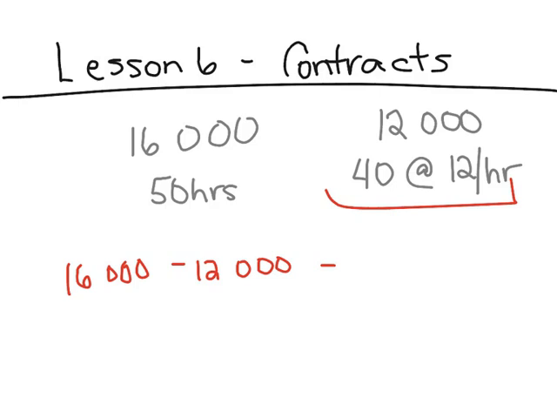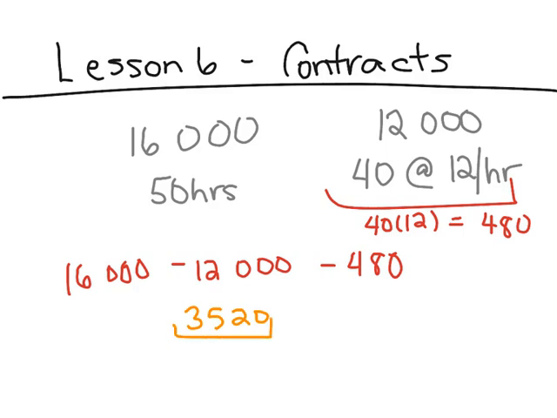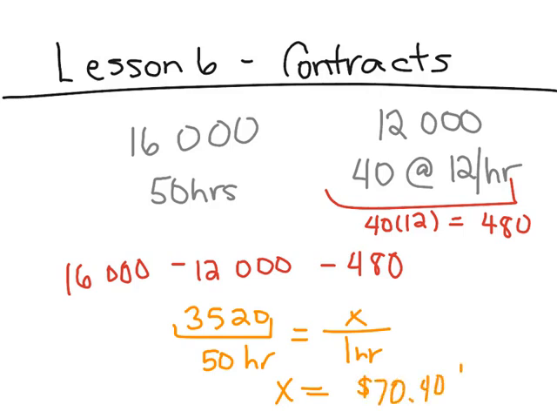So first we'll calculate that. So 40 hours times $12 an hour is $480. So you also have to subtract $480. And what you're left with is $3,520. So that is how much you earn. And you work 50 hours, so we're going to divide that by 50 to figure out your hourly wage. We want to find it per 1 hour. And you get X to equal $70.40 per hour. So you're making an hourly wage of $70, which is pretty fantastic.